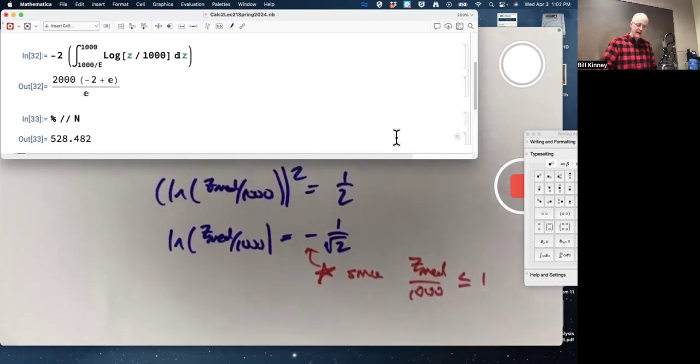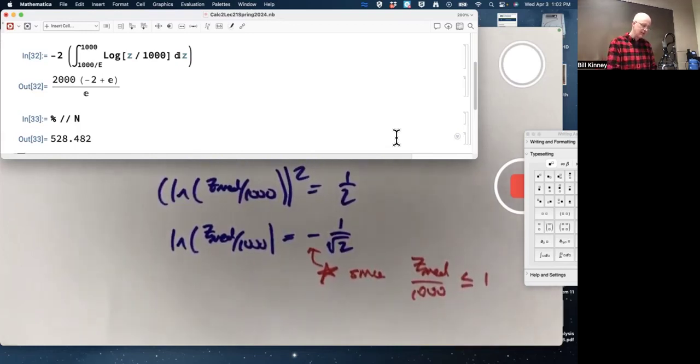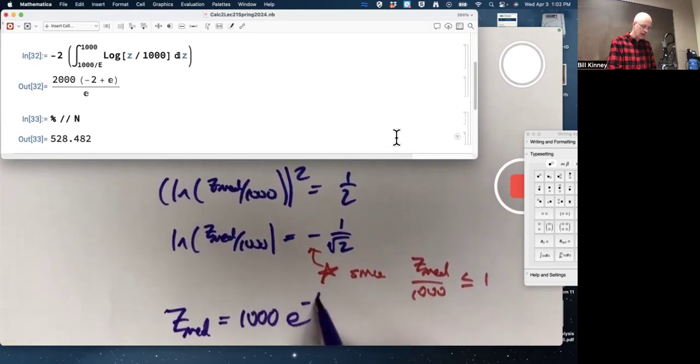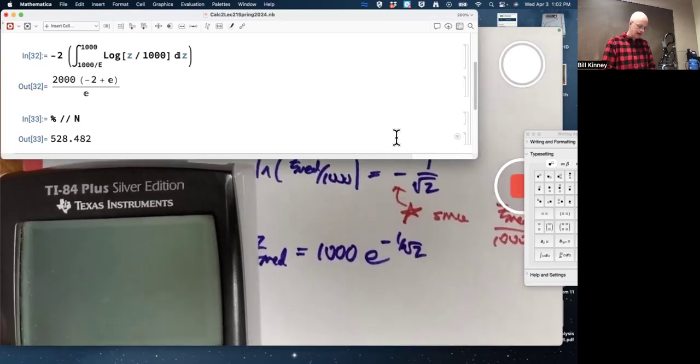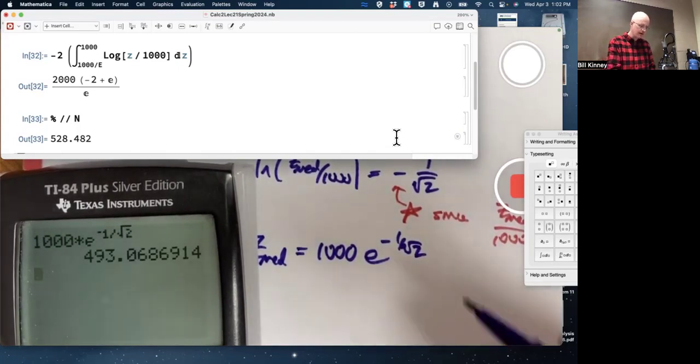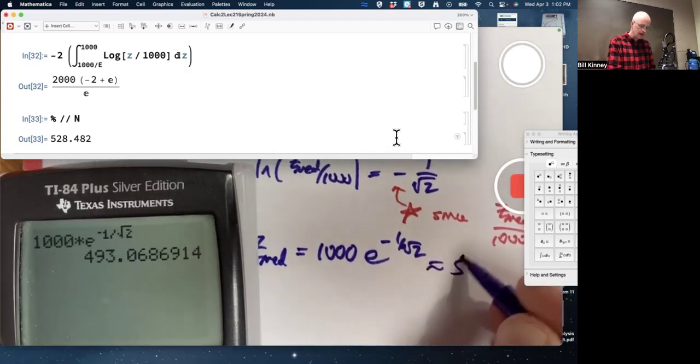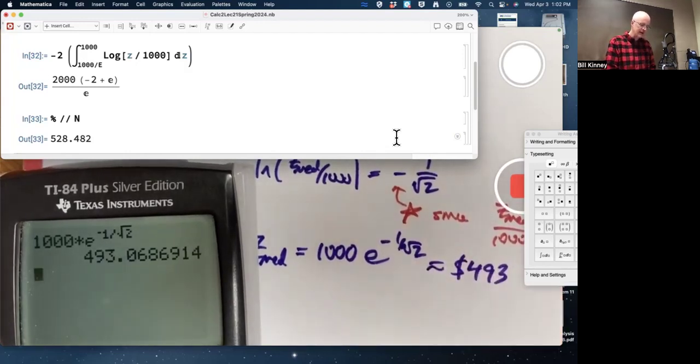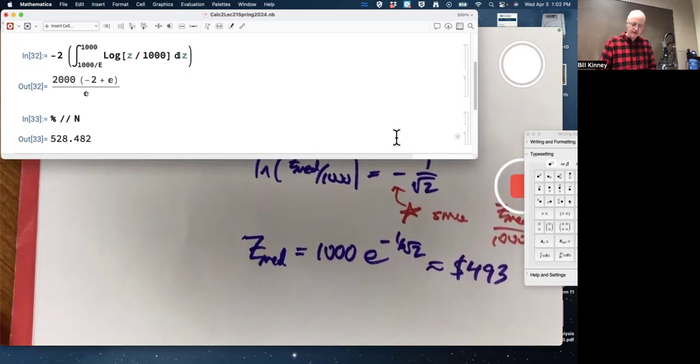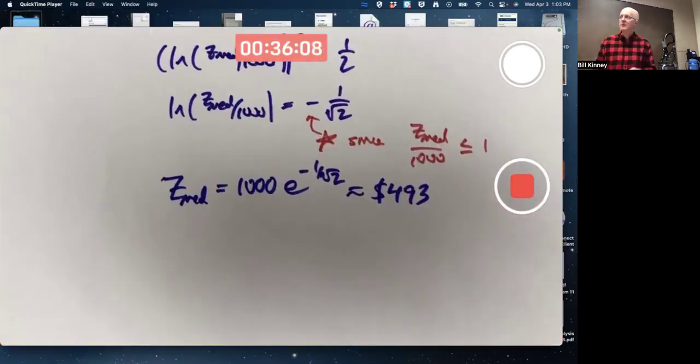Then get rid of the logarithm by exponentiation, multiply by 1,000. In the end, Z-med looks like it's 1,000 e to the negative 1 over root 2. 1,000 times e to the negative 1 over root 2, about 493. About half the present values of these future payments are less than 493 and about half are bigger. Let's confirm this with simulation.